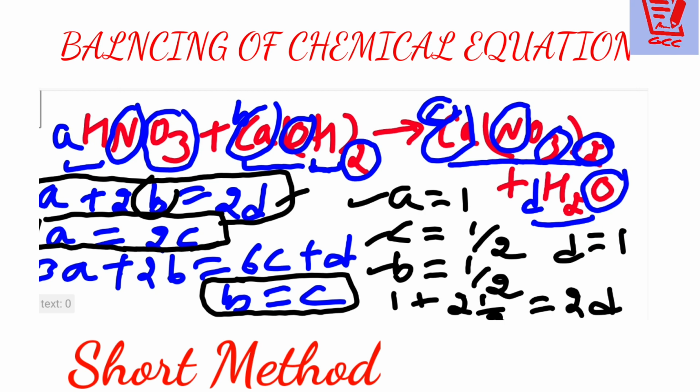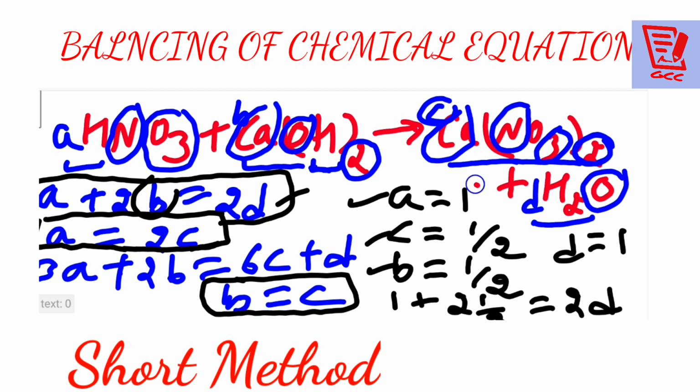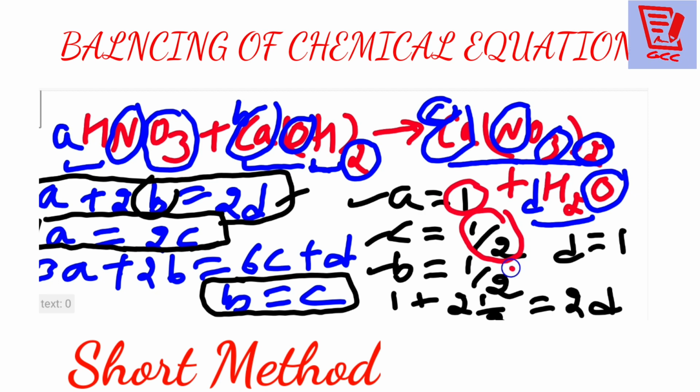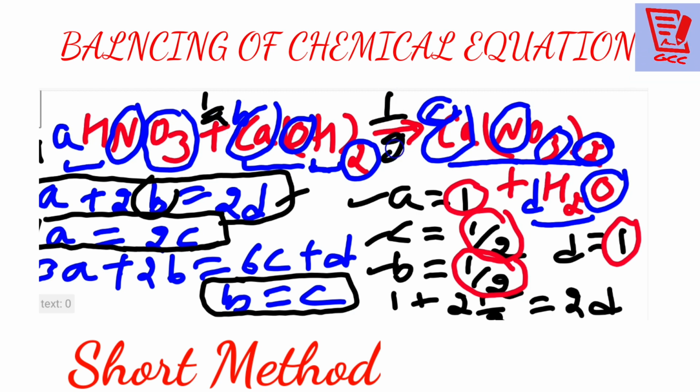Is that clear? So beta, from there one thing is very clear to us. A is equal to 1, C is equal to half, B is equal to half, and D is equal to 1. Is that clear? A is 1. Again I am writing over there. See, here it is 1, then B and C are half, and D is 1.